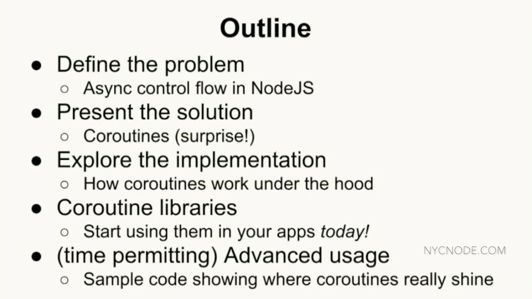So we're going to present the solution, and the solution is coroutines, which probably is not a shock. I'm going to show the code first, and then go under the hood, because hopefully that'll get you excited about using it in your code, and also give you some intuition about what's actually going on under the hood. Then we're going to explore the implementation. We'll go over a little bit of theory on cooperative multitasking, and then talk about how it's implemented in JavaScript.